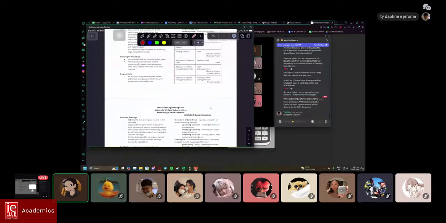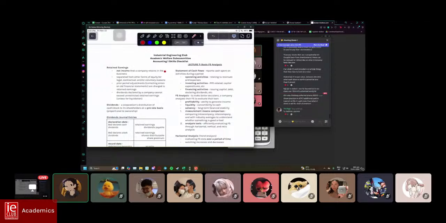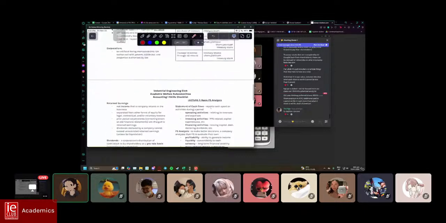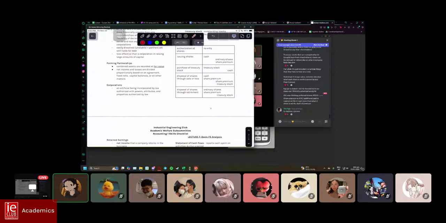I guess I might as well also mention retained earnings. So net income that a company retains in the business. Basically, this is just the equivalent for a corporation of owner's capital. Remember from first exam, revenue account is closed into the owner's capital. For corporations, revenue is closed into retained earnings.